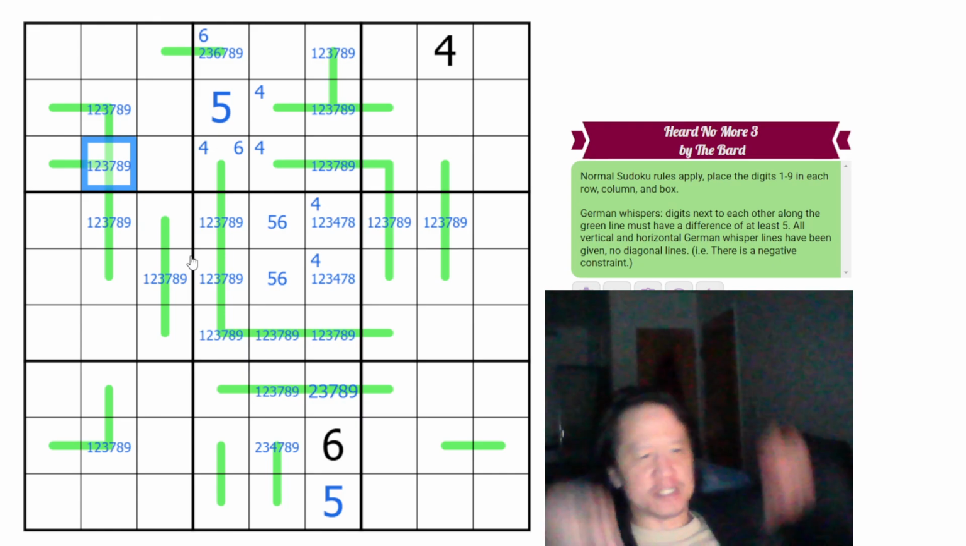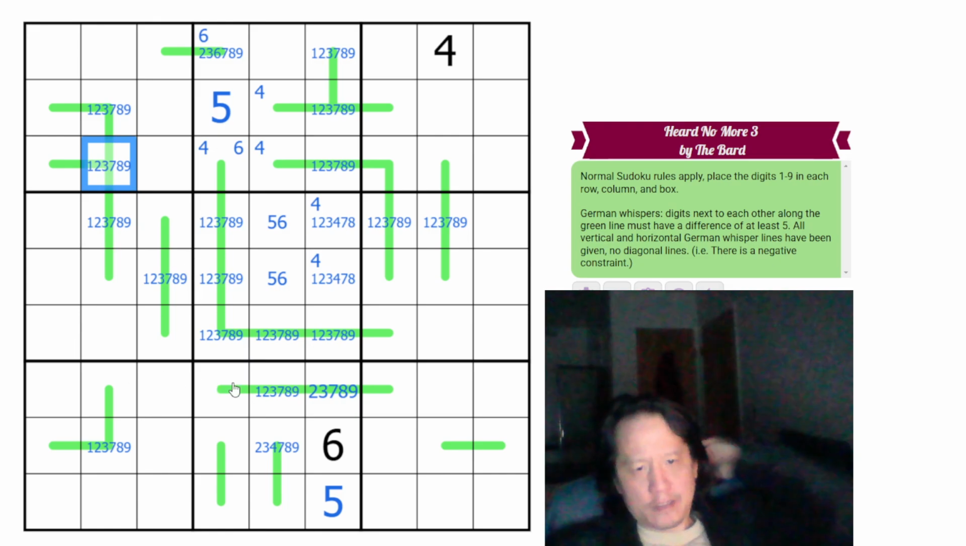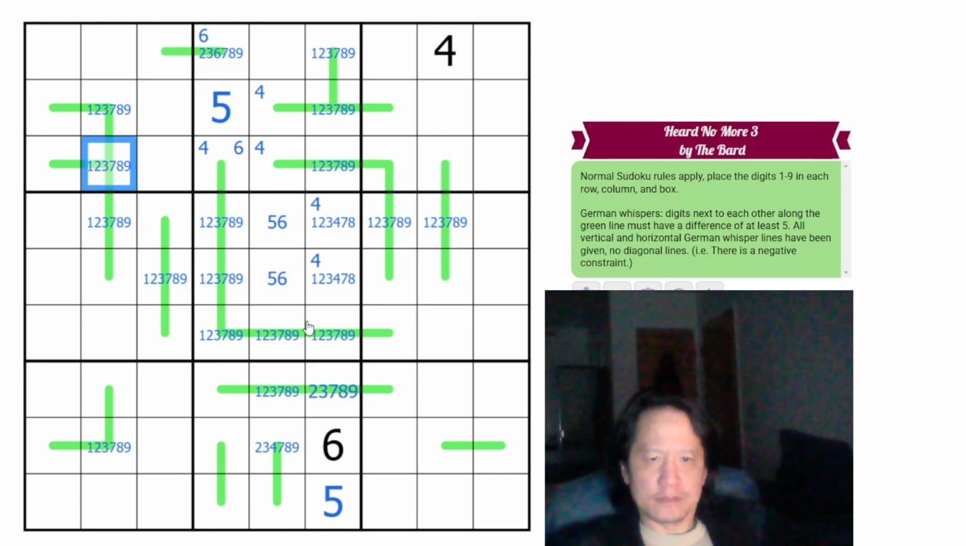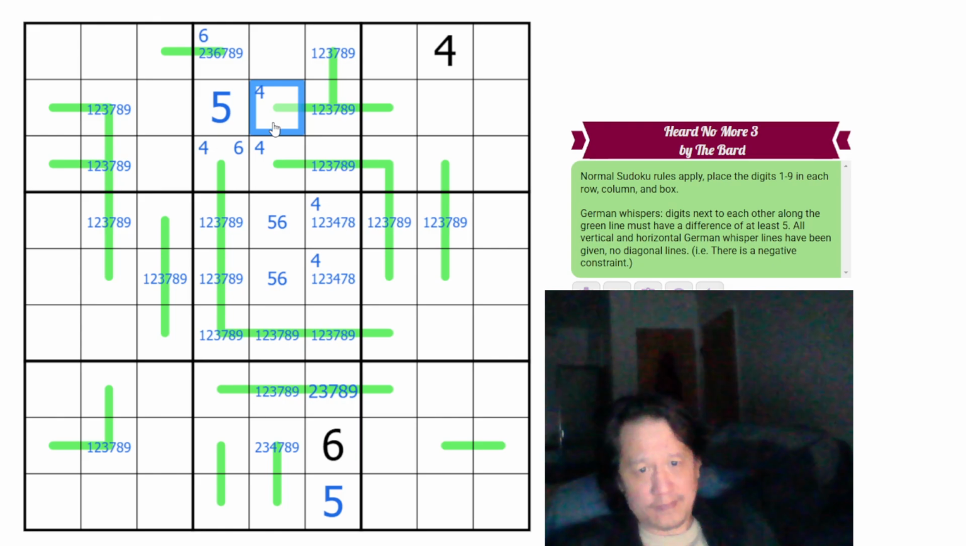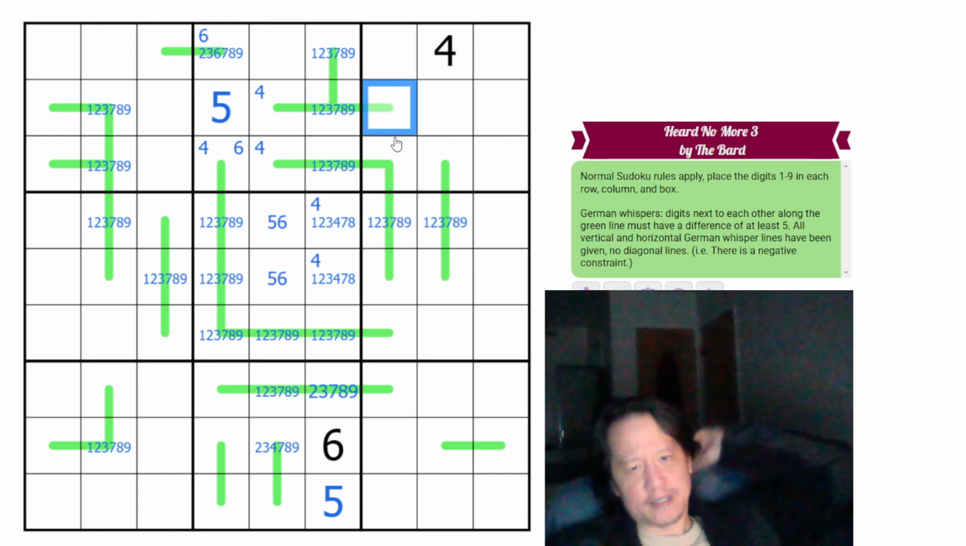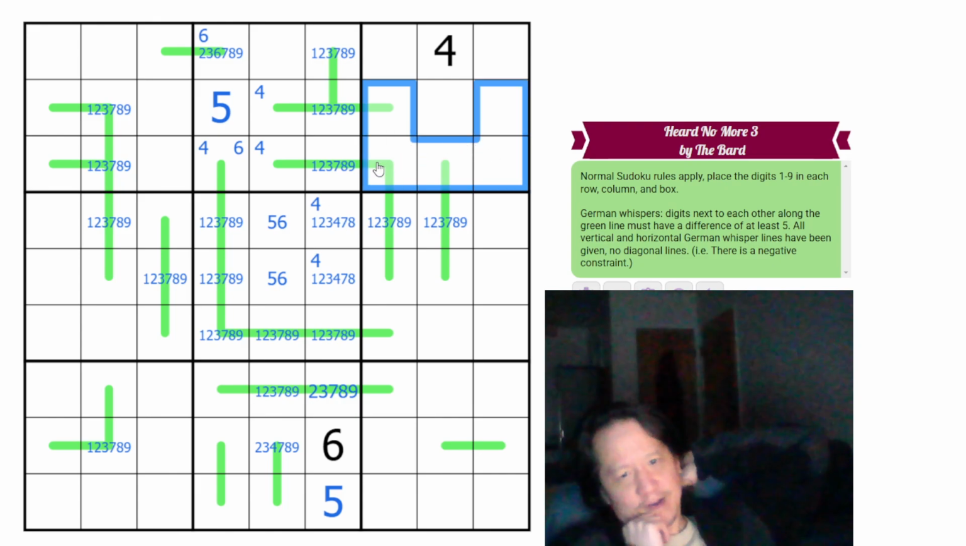I'm sure I'm missing something from the negative constraints of the German whisper lines. I don't have a good intuition about that, unfortunately. 9 cannot be any of these three. So 9 has to be one of these 5, but it's 5 it could be, right?